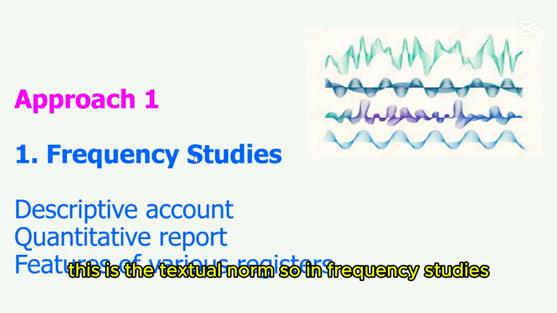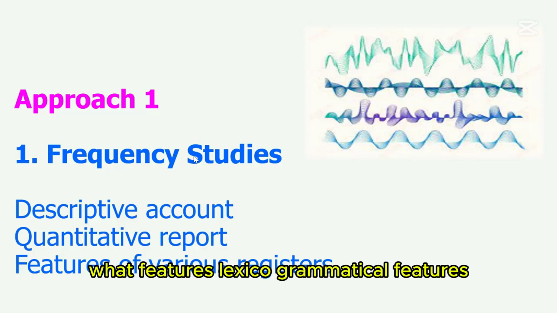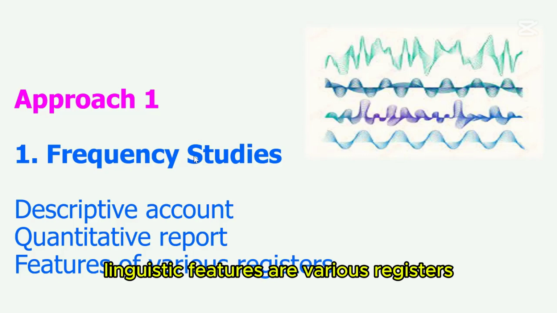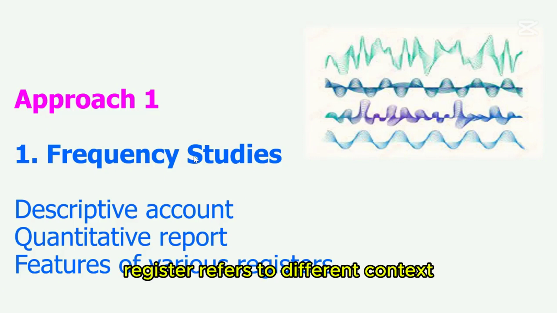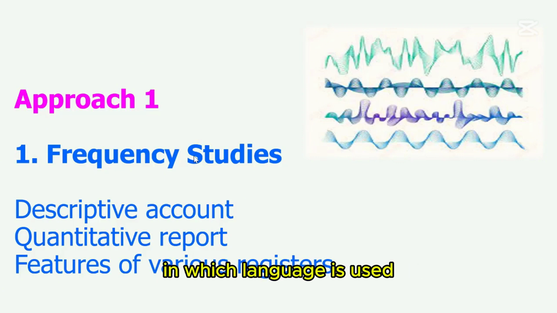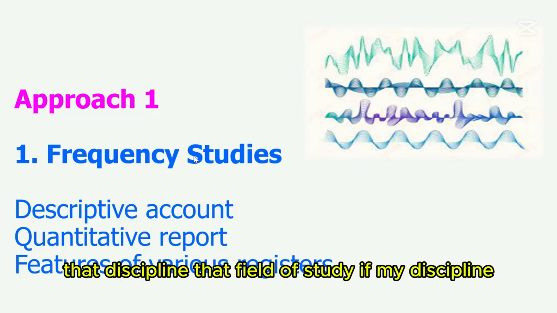So in frequency studies, we try to explore the features. What features? Lexicogrammatical features, linguistic features of various registers. What is register here? Register refers to different contexts in which language is used. By register here, we mean that major, that discipline, that field of study.